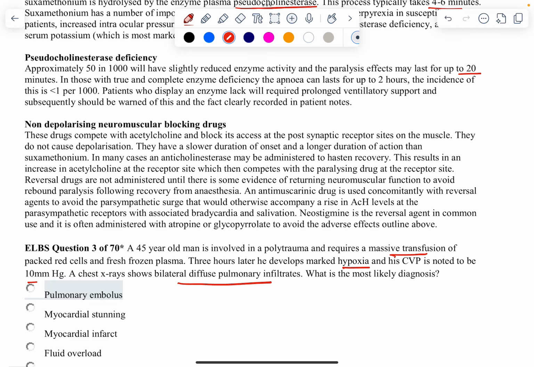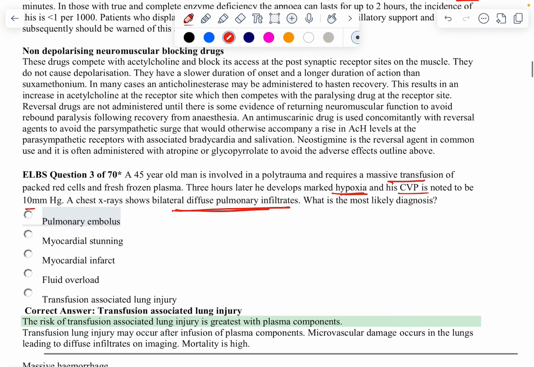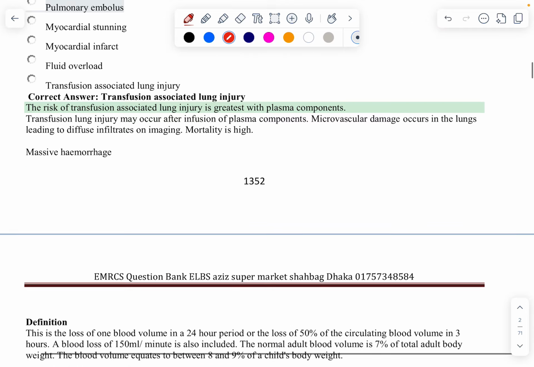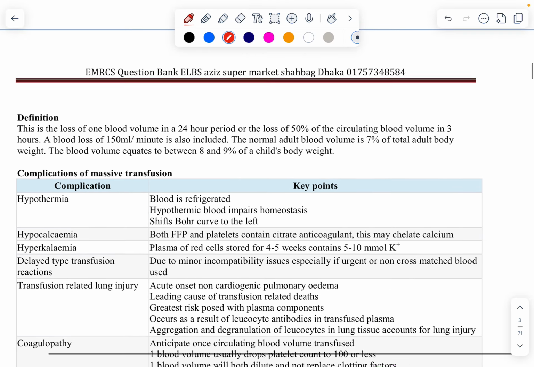A 45-year-old man involved in polytrauma is given a massive transfusion of packed cells. Three hours later he develops hypoxia and CVP is noted to be 10. So there is bilateral diffuse infiltrate, so there is lung injury, acute lung injury, transfusion-related acute lung injury, after massive hemorrhage. What are the findings?